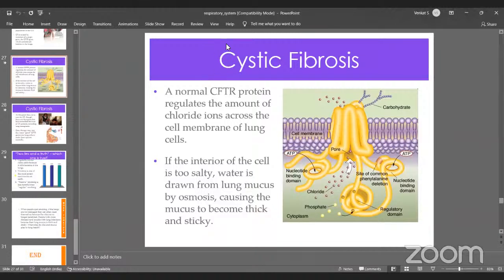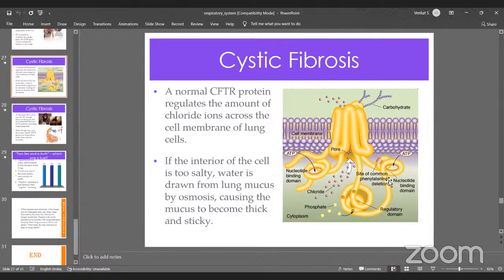This is the carbohydrate, the cells. This is the cell membrane, and this is the adenosine triphosphate, ATP. This is also ATP, on the right side and left side. This is the channel pore. The chloride transport, the phosphate, cytoplasm, and regulatory domain.